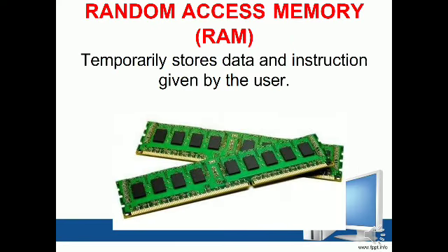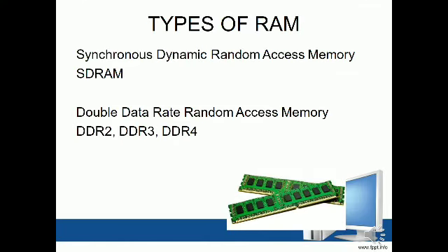Random access memory or RAM temporarily stores data and instructions given by the user. Types of RAM: Synchronous Dynamic Random Access Memory or SDRAM, and Double Data Rate Random Access Memory or DDR2, DDR3, and DDR4.